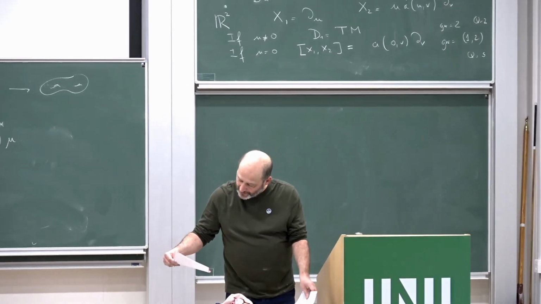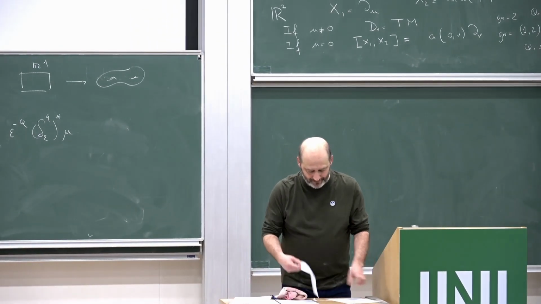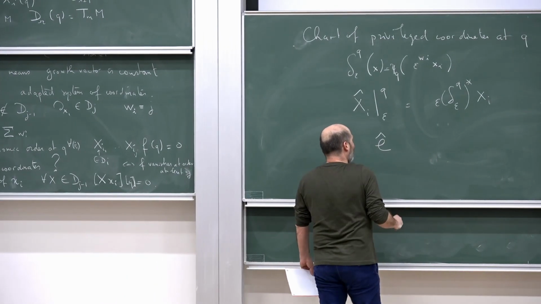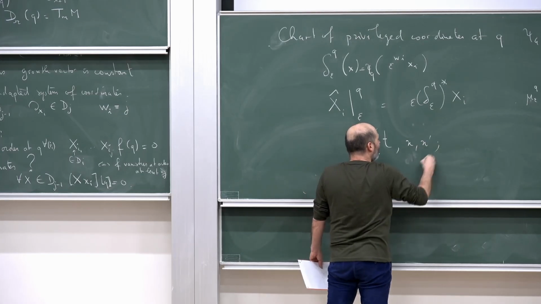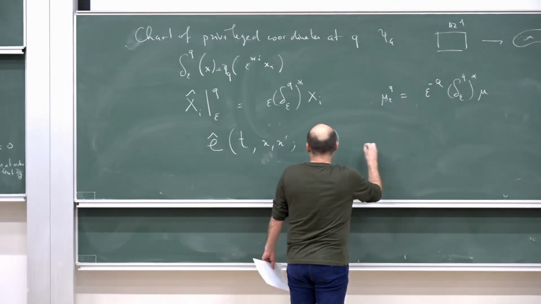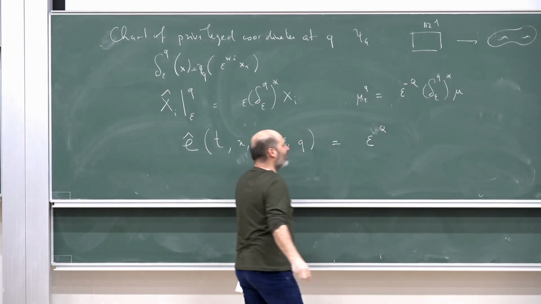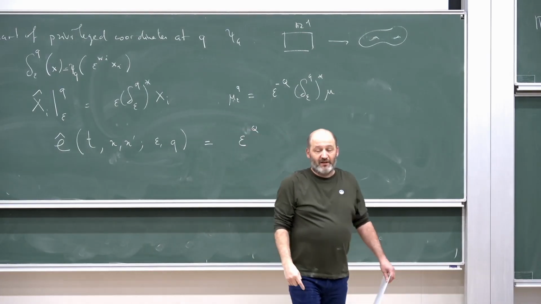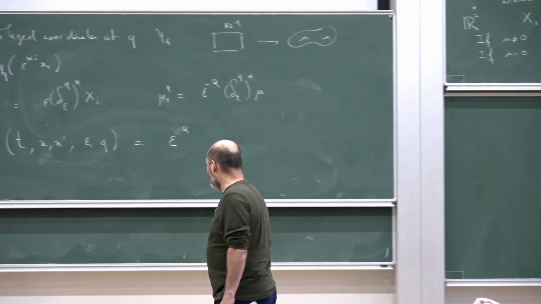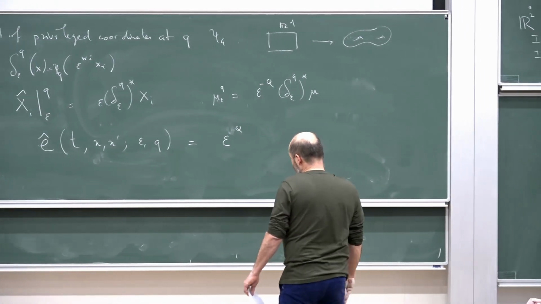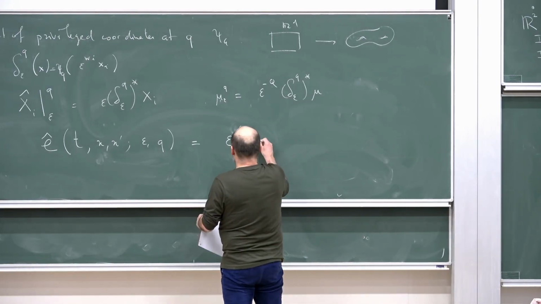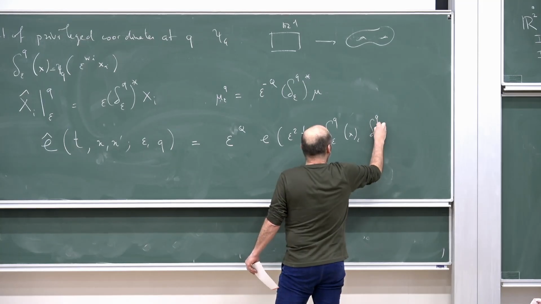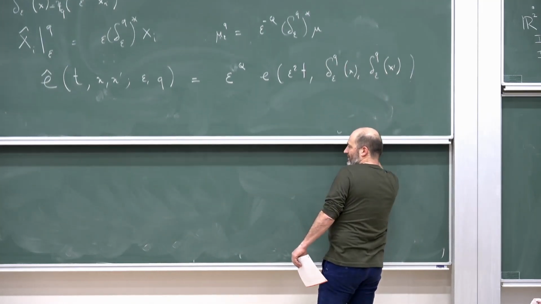Now I have a theorem somewhere. Okay, and I define E hat of t, x, x prime, epsilon, Q, which is the same thing as before, except that now I have epsilon to the Q, because epsilon to the Q is the power you need here to have something which is convergent. And here you have E epsilon squared t, delta epsilon Q of x, delta epsilon Q of x prime. And so the theorem is as follows.